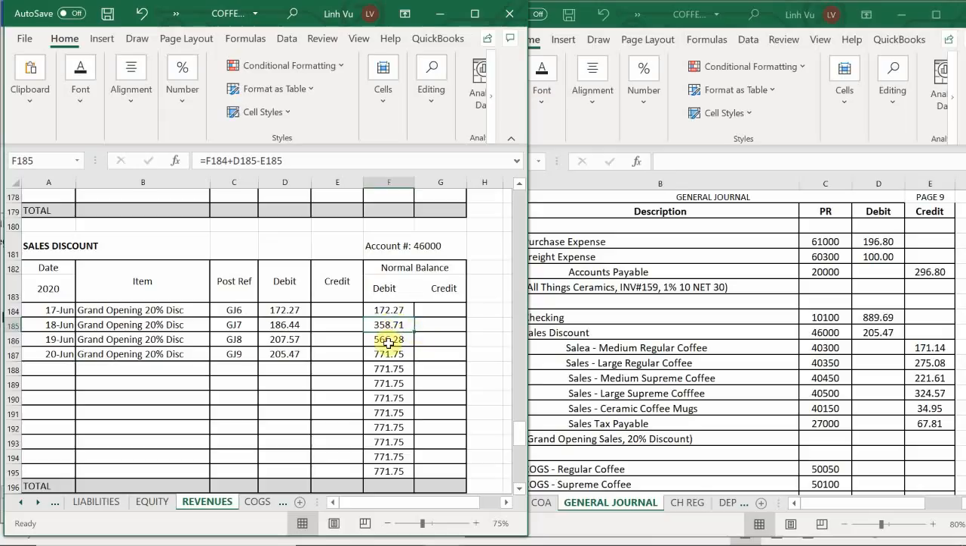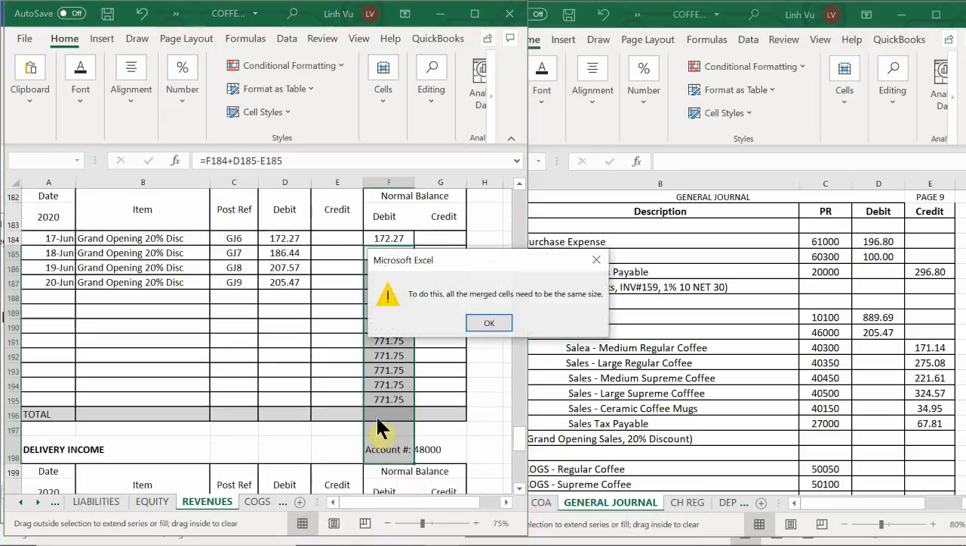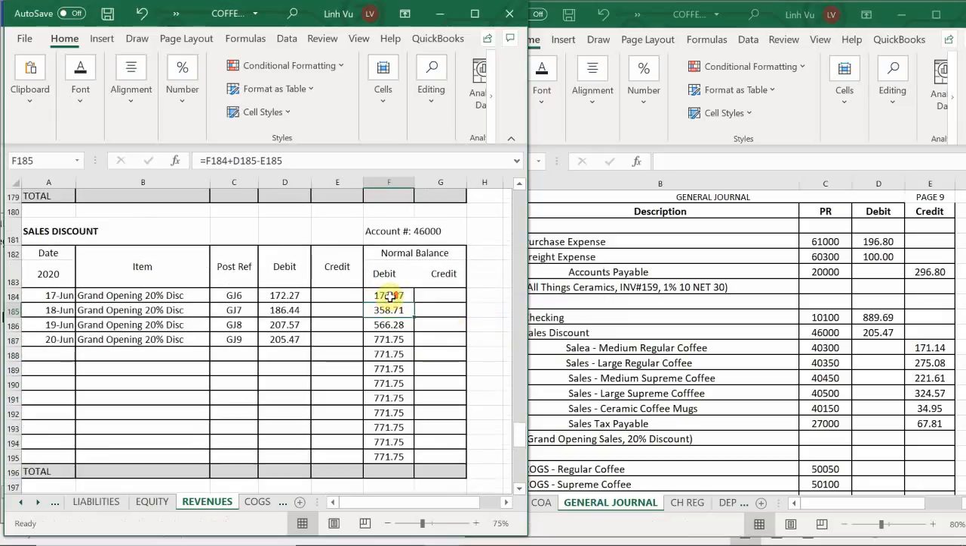Then I should be able to drag it down. Still, oops, it gives me a hashtag value. Which side? Which debit, and it should work now. That's okay. I'll just try to figure out what's wrong.